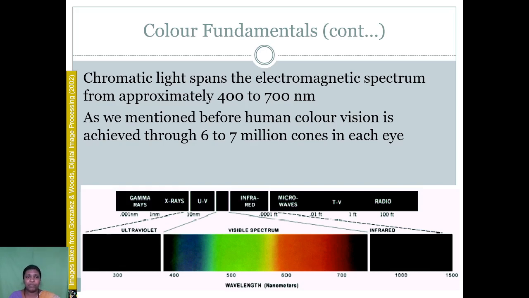As we mentioned before, human color vision is achieved through only 6 to 7 million cones in each eye. Here, around 300 nanometers is the ultraviolet, and the visible spectrum is red, green, and blue. The wavelength in nanometers for the visible spectrum is from 400 to 700, and for infrared 1000 to 1500. We have gamma and X-rays beyond the ultraviolet, and infrared on the other side.